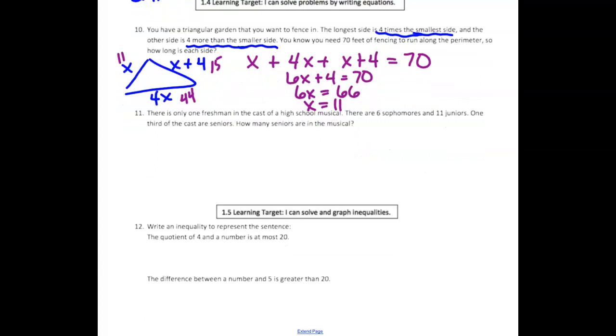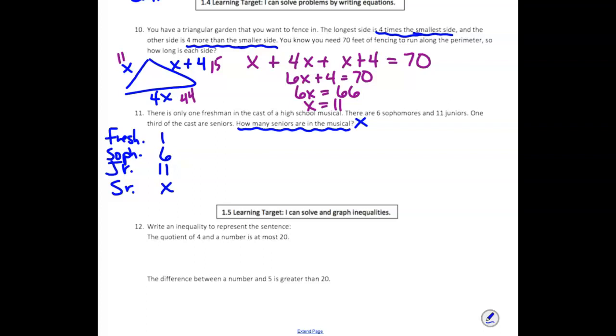All right, question 11. It says there is only one freshman in the cast of a high school musical. There are 6 sophomores and 11 juniors. 1/3 of the cast are seniors. How many seniors are in the musical? Okay, so that's what we're trying to figure out. We're going to let x represent the number of seniors. So for freshmen, we just have 1. For sophomores, we have 6. For juniors, we have 11. And for seniors, we don't know how many we have.